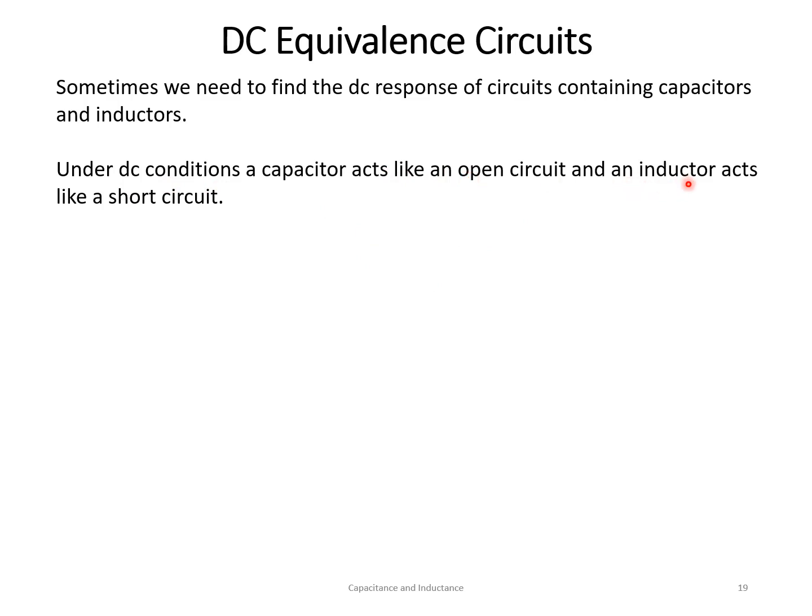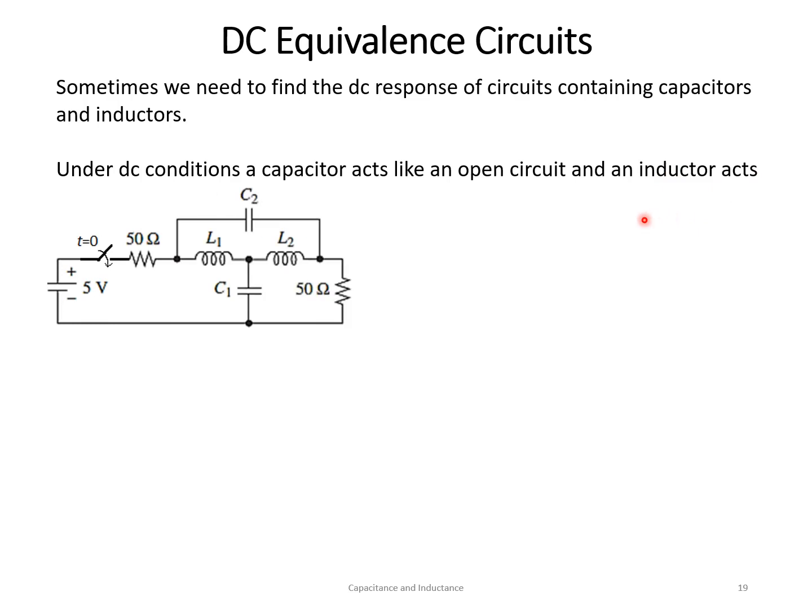Inductor: what is the voltage across the inductor? It is L di by dt. If i is constant, it may be zero, it may be positive, it may be negative, but if it is fixed, d by dt of a fixed quantity is zero. Therefore the voltage across the inductor will be zero. If the voltage across the inductor is zero, it means it acts like a short circuit.